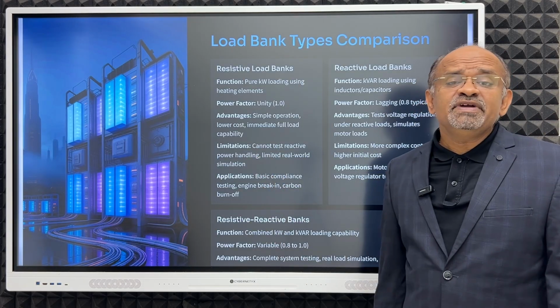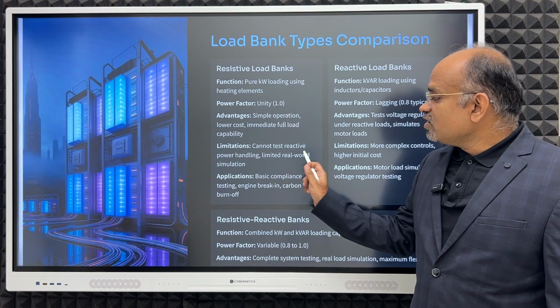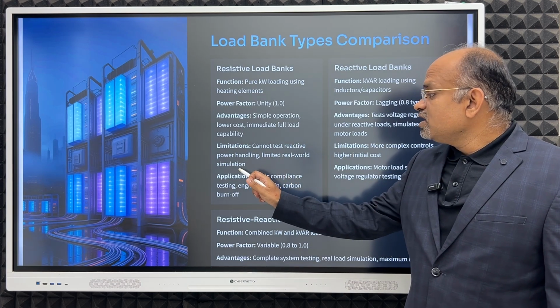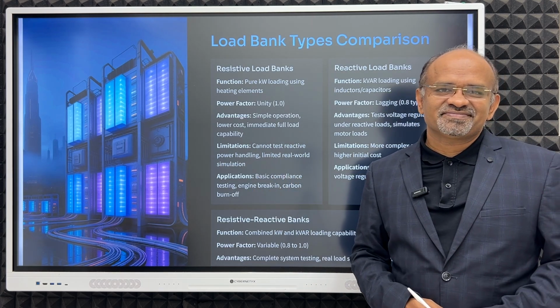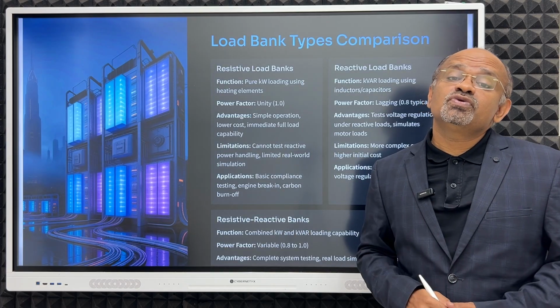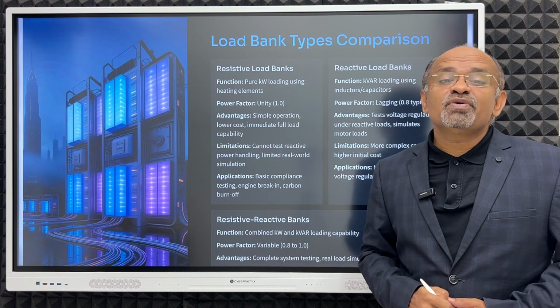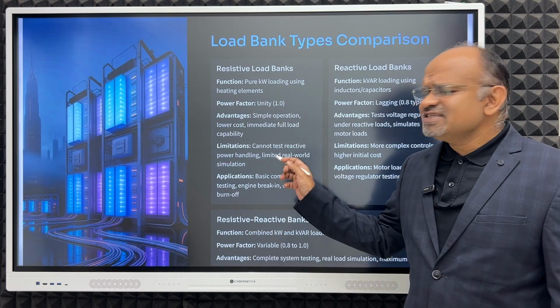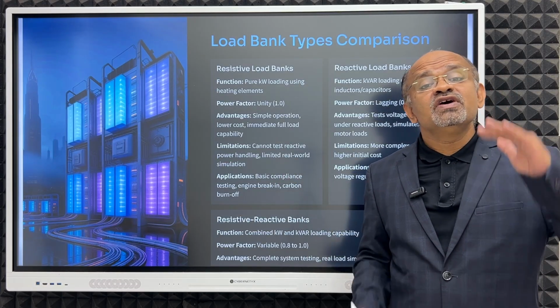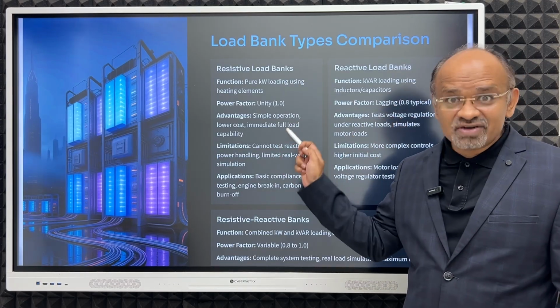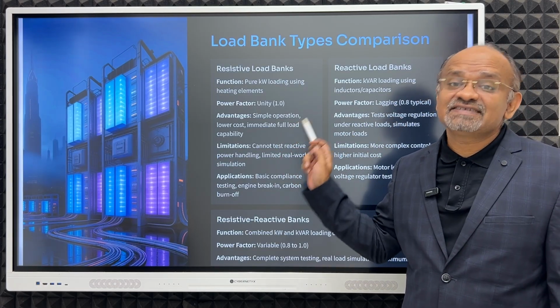Now, what are the limitations? Cannot test reactive power handling, limited real world simulation. It is not possible to put the reactive load because it's a unity power load, resistive load. So this is the limitation. If you have a reactive load, in that case, we should perform this test, not this. Advise your clients like that.